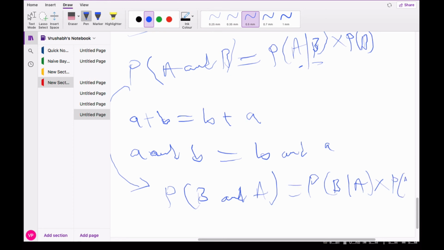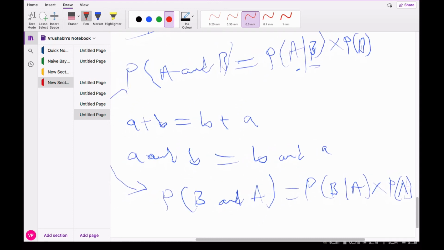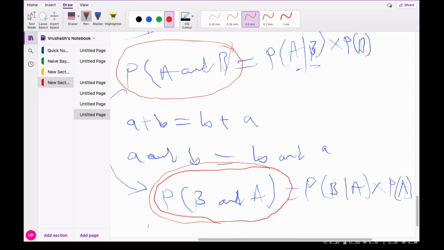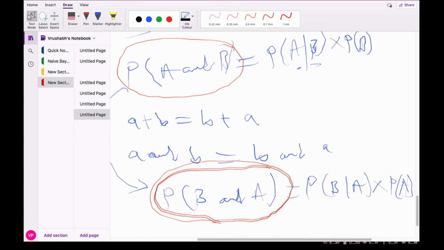Multiplied by the probability of A. So I'm just switching the letters inside there. All right, so we can also write it in this way. Now, what we're saying is that probability of A and B is the same as probability of B and A. They are all the same thing.